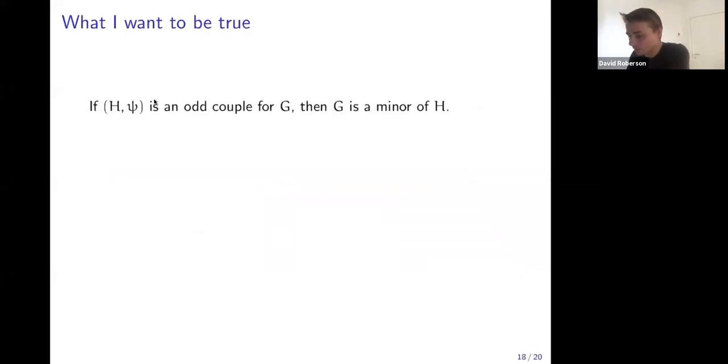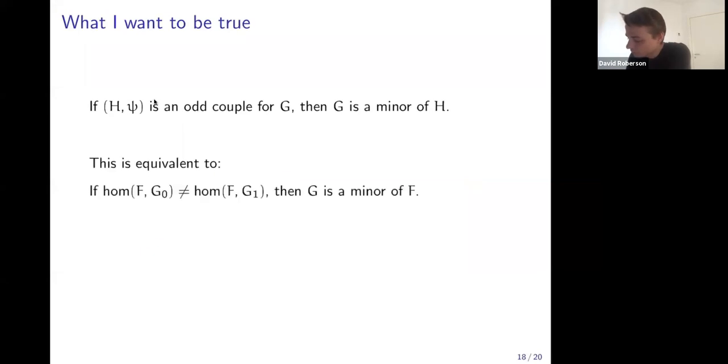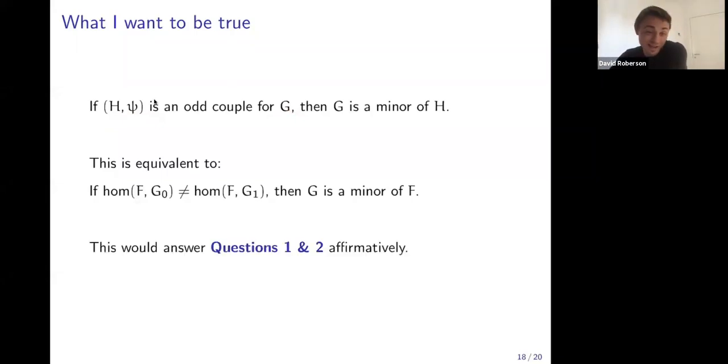Okay, so I have like 1 minute, I guess. So what I want to be true, of course, is that if you have an odd couple for G, then that graph H must have G as a minor. I would love to prove that. I don't have any idea how to prove it. It doesn't seem like it has anything to do with minors, but I haven't found a counterexample yet. Not that I'm particularly good at that; I'm constructing random things in Sage and checking. But if it were true, then it would answer these questions 1 and 2 affirmatively, which I would also really like to do. And yeah, I think that's nice.